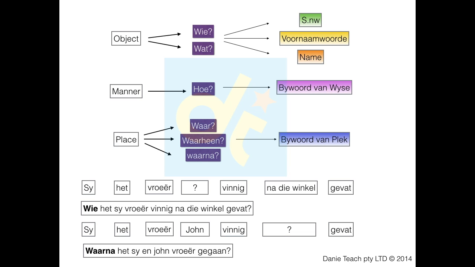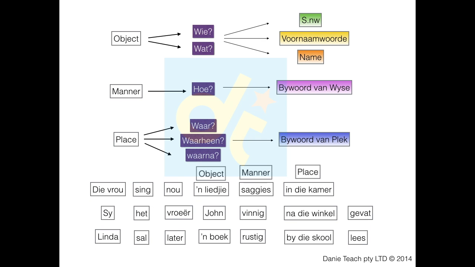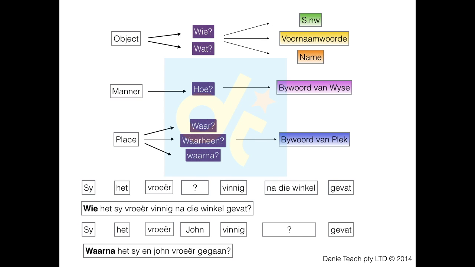Wie het sy vroeër vandag na die winkel gevat? And in this case, wie, we are not referring to the girl, because your question says wie het sy, who did she take? So the subject here is she, and that has been incorporated in your sentence, whereas in this case you have to look not for your subject but for your object again, and therefore in this case you can remember that the sentence says sy het vroeër John vinnig na die winkel gevat, and John is a name, and that's another indication. The next question is waarna het sy en John vroeër gegaan?